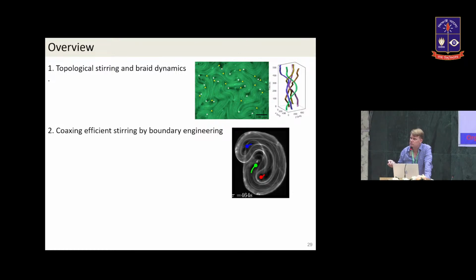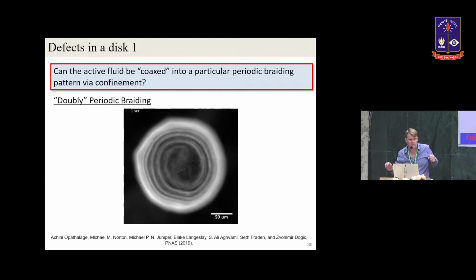Okay, so one of the things that Dogic did in his lab a number of years ago was to confine an active nematic in a circular disc. And this is what they found. Roughly speaking, you have 2 +1/2 defects that move around one another in a yin-yang pattern. But then every so often a third defect comes in from the boundary, trades places with one of the other 2 defects, and then they undergo that same pattern. This is what's called doubly periodic braiding. Here's another incursion. You have 2 defects most of the time, but occasionally a third defect comes into play.